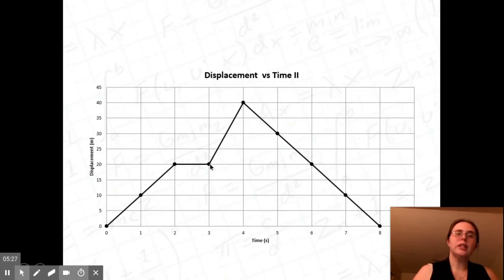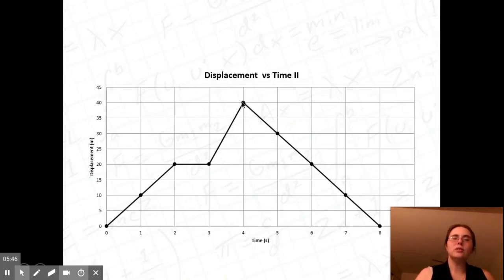And then it goes from 3, at the time 3 and 20 meters, it goes up to 40. So that's 20 meters in 1 second. So a 20 meter per second velocity, constant velocity.